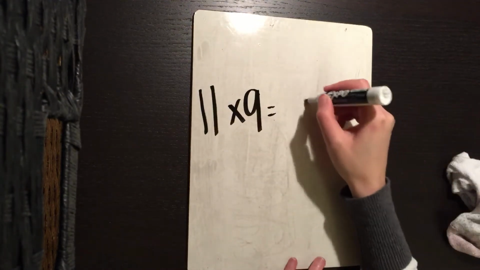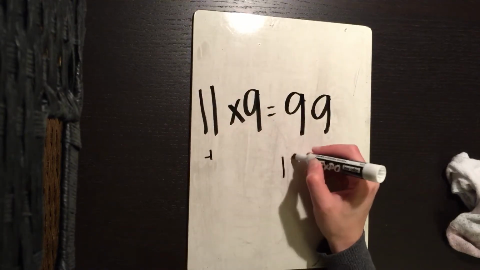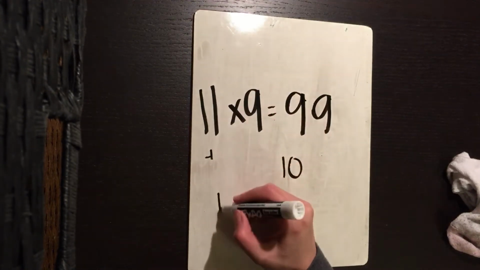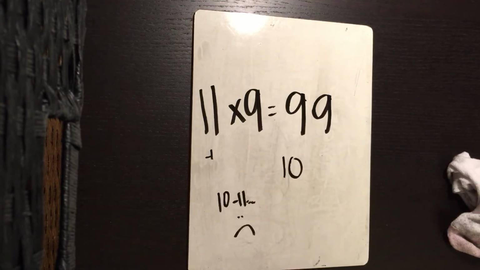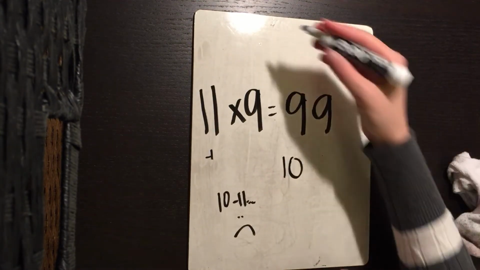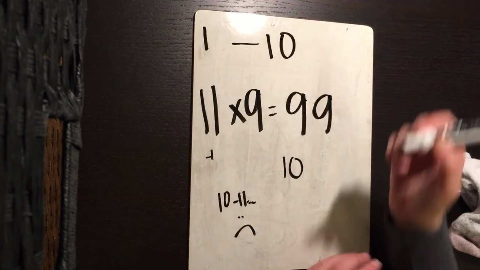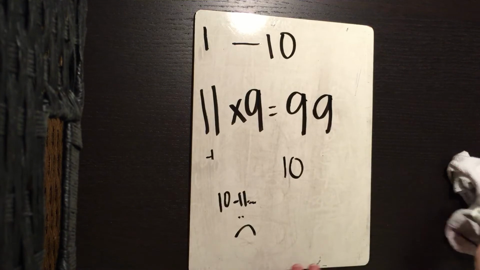11 times 9 is 99. So let's see. 11 minus 1 would be 10, and 11 subtracted from 10, 10 minus 11, oh no, we don't know how to do that yet. So this trick only works when you're multiplying 9 by 1 through 10. If you're multiplying 9 by anything higher than 10, this trick won't work. So this concludes learning our first 9 facts.